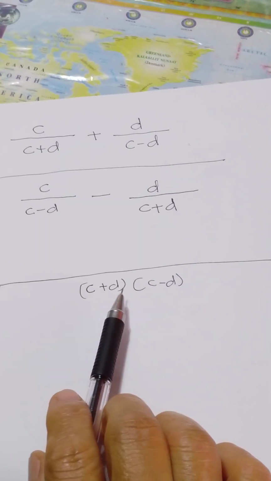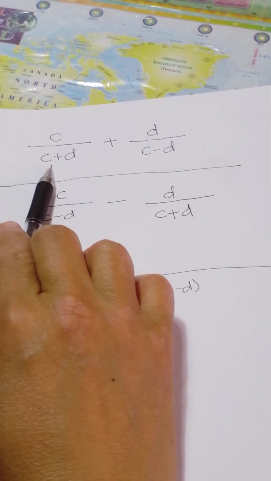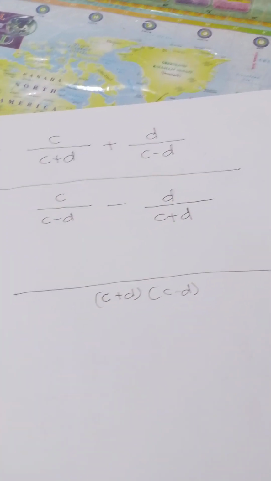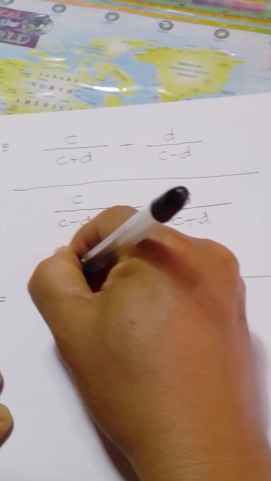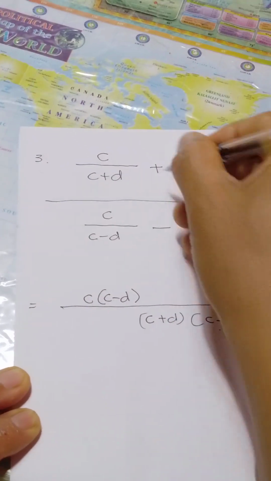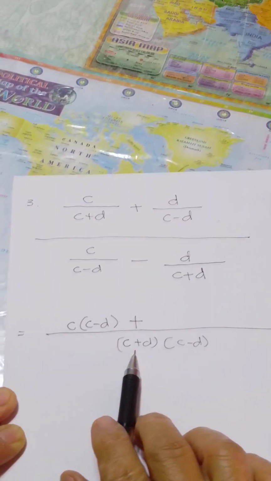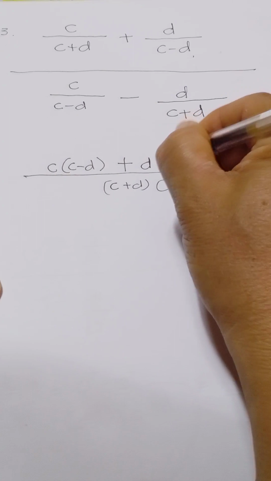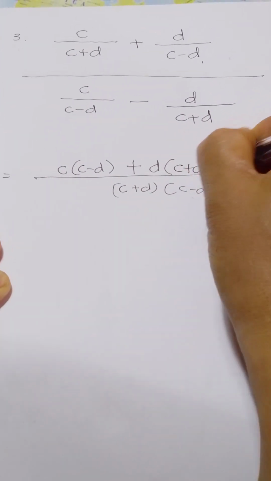Now next is I have to divide my LCD by my first denominator. First denominator will be c plus d. So this will be left c minus d. So I have here c and then c minus d. Then I have to copy the operation which is plus or addition. Then c plus d and c minus d divided by c minus d. So I have here d, and then multiply by the remaining factor, which will be c plus d.